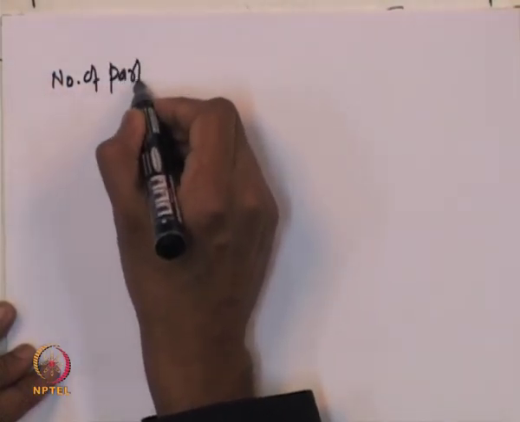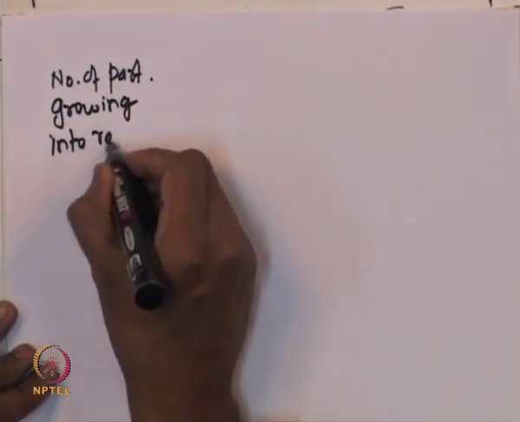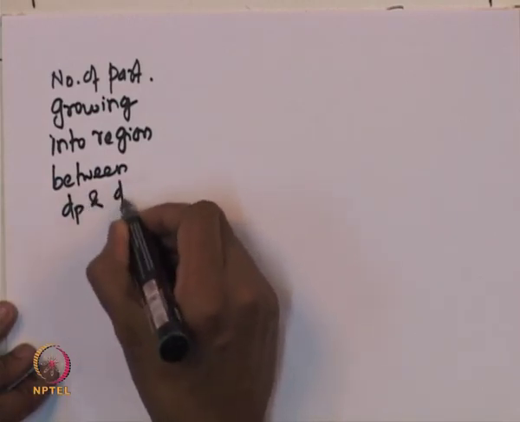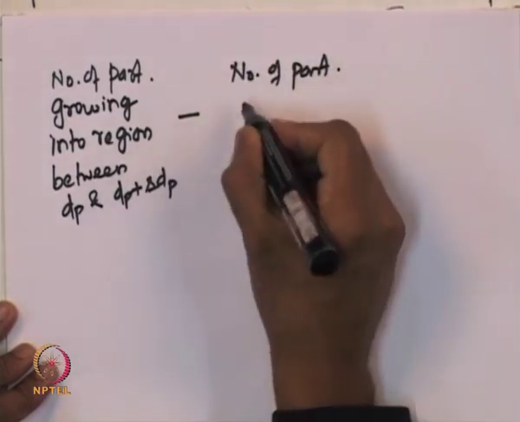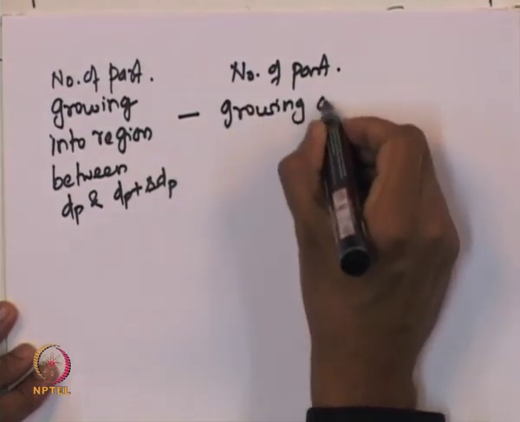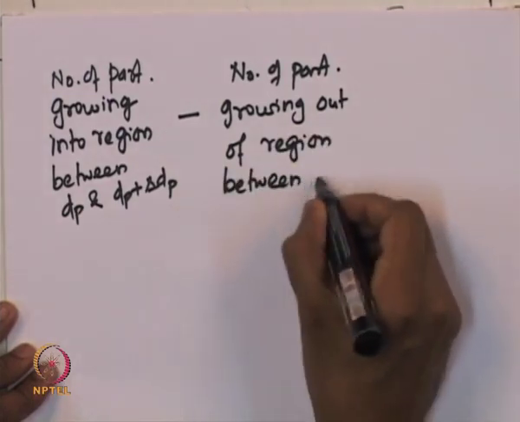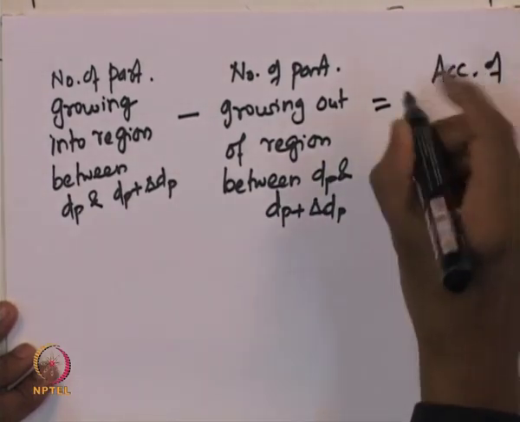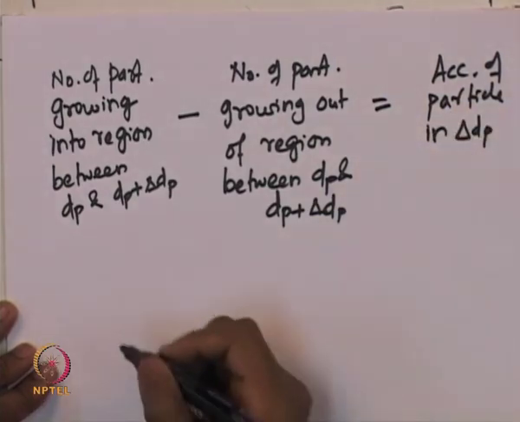Putting them all together, it will be the number of particles growing into the region between dp and dp plus delta dp, minus the number of particles growing out of the region between dp and dp plus delta dp, that should be equal to the accumulation of particles in delta dp, in that small element.